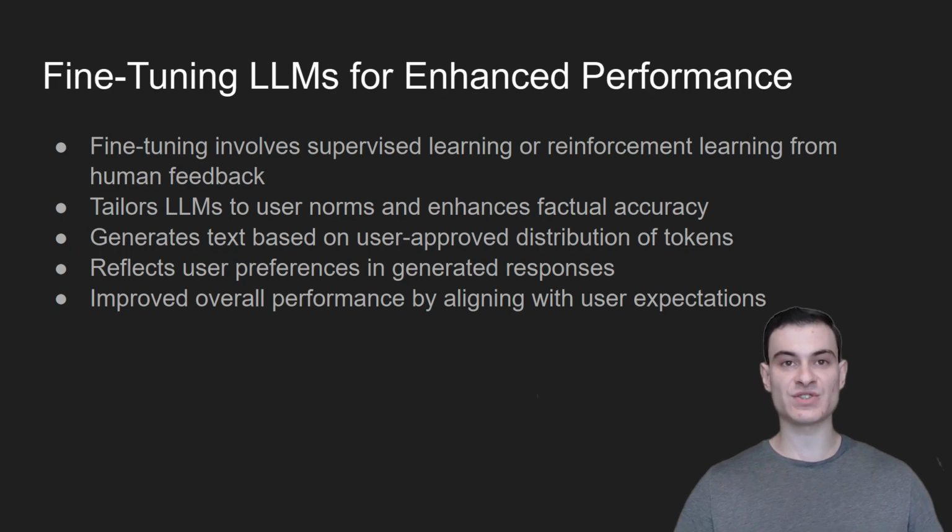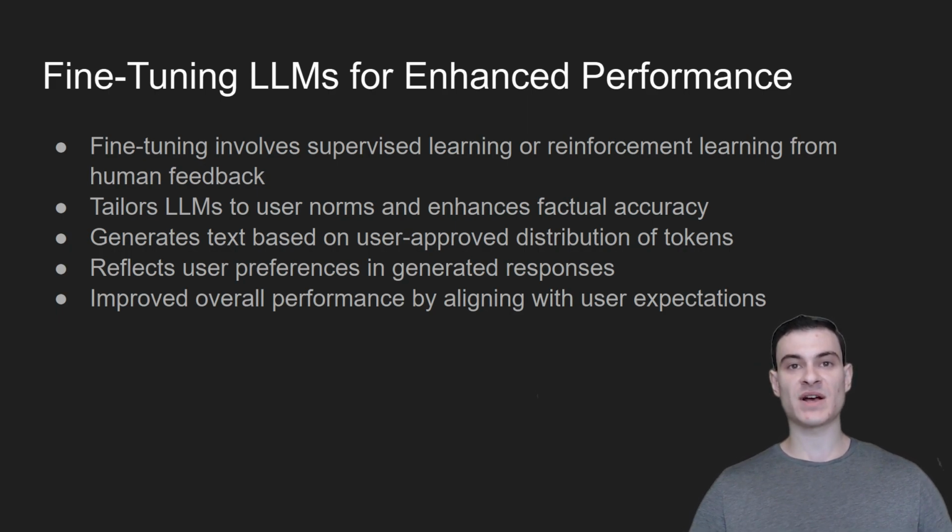So, how does this fine-tuning impact our understanding of what LLMs actually do? Well, it doesn't change much. In the end, we still have a model that generates text based on the distribution of tokens in human language, but now it's been slightly adjusted to reflect user preferences. When we use a fine-tuned LLM, we're essentially asking a slightly different question: given the distribution of words in human language, which user-approved words are most likely to follow the given sequence?